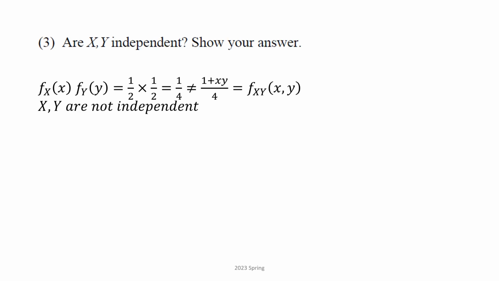And the third problem is to judge if X and Y are independent. So we have f_X and f_Y. It's obvious that they are not independent.